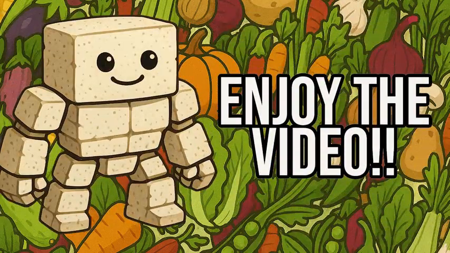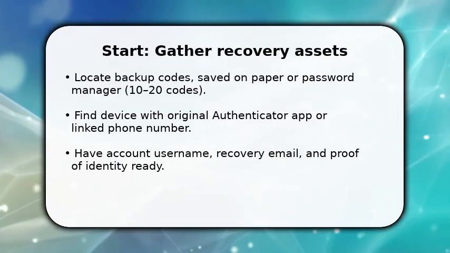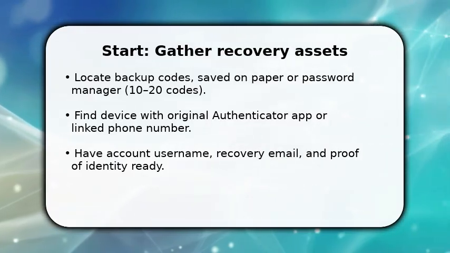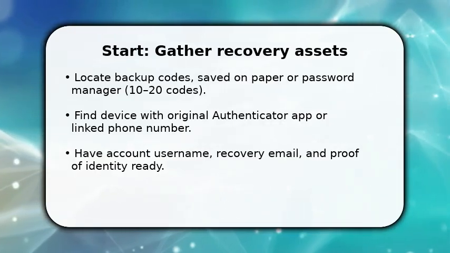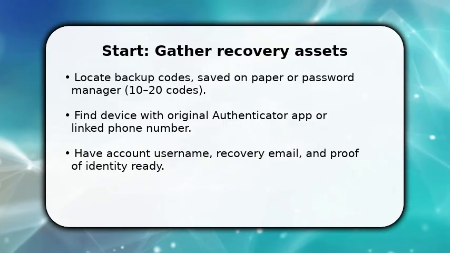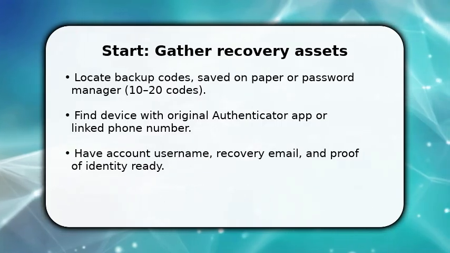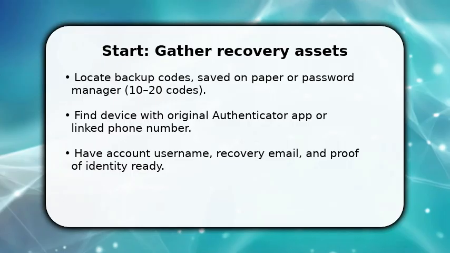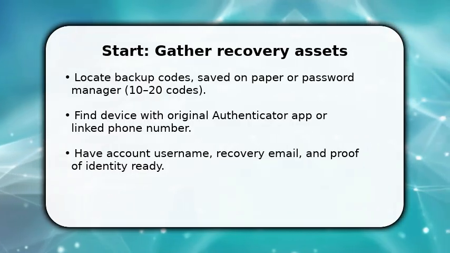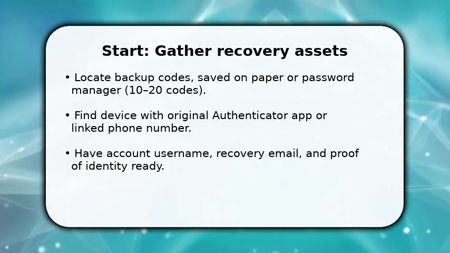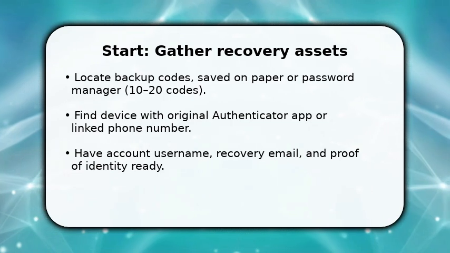Please enjoy the video. You begin by collecting everything that proves ownership. First, find backup codes you stored. These are immediate one-time codes that bypass the app. Next, check the device that originally ran Google Authenticator or any phone that still has the app installed. Also prepare your account username, recovery email, and a government ID photo if support asks. Once done, you're ready to use backup codes or request account recovery. This saves time and proves why support should trust you.